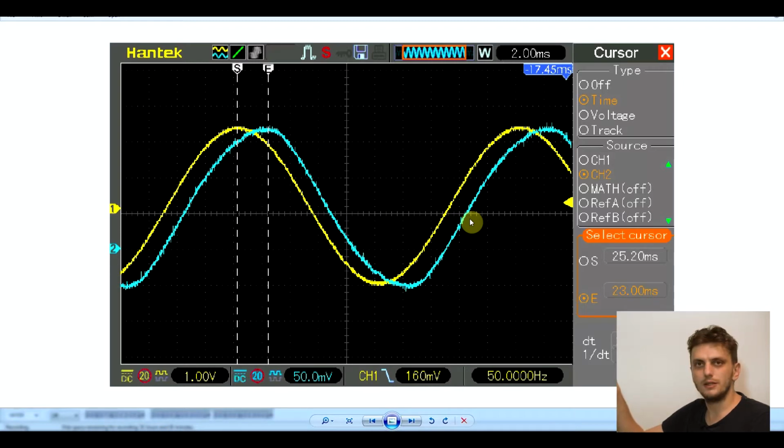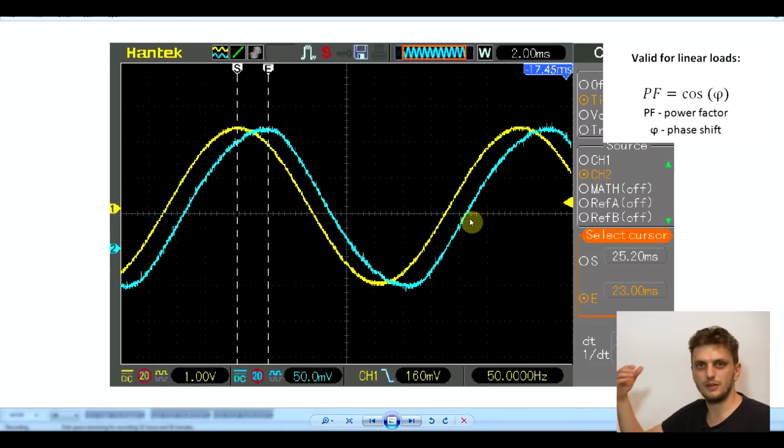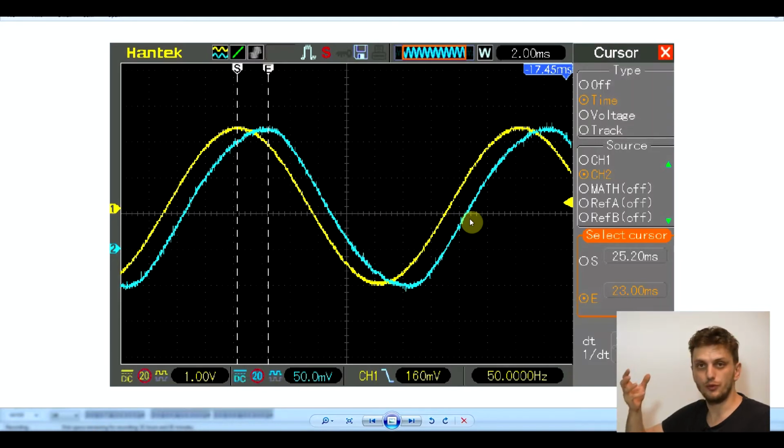And there's a direct link between how much these two waveforms are shifted and the power factor. So the power factor is the cosine of the phase shift angle. So to figure out what the power factor is, we need to be able to measure this phase shift. So let's look at this in a simulation.